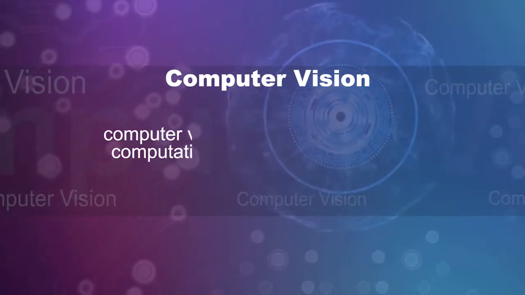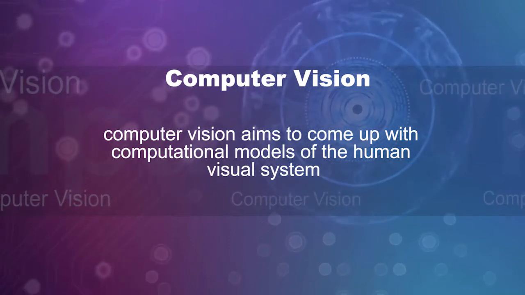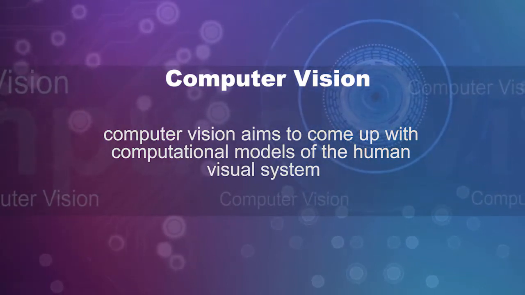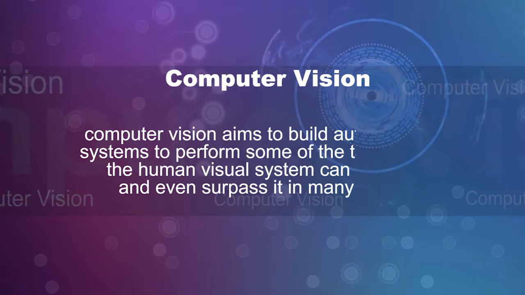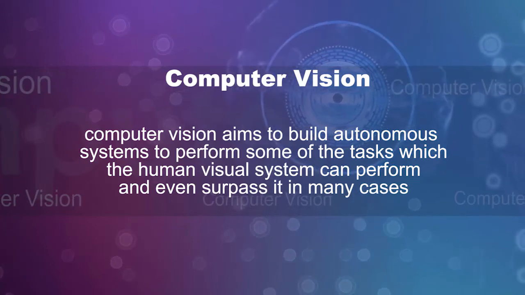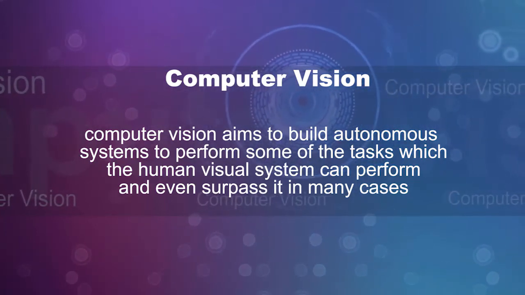Computer vision has a dual goal. From the biological science point of view, computer vision aims to come up with computational models for the human visual system. From the engineering point of view, computer vision aims to build autonomous systems to perform some of the tasks which the human visual system can perform and even surpass it in many cases. Many vision tasks are related to extraction of 3D and temporal information from time-varying 2D data, or in other words, videos. Of course, the two goals are intimately related. The properties and characteristics of the human visual system often give inspiration to engineers who are designing computer vision systems.